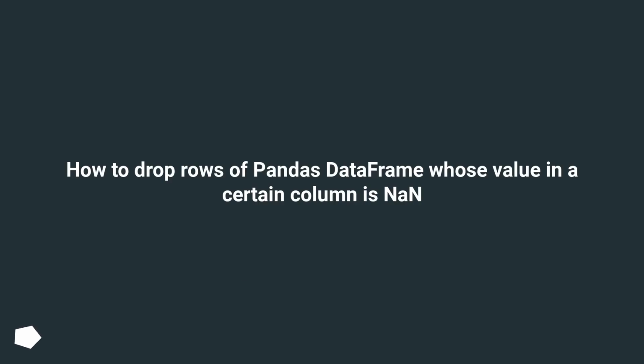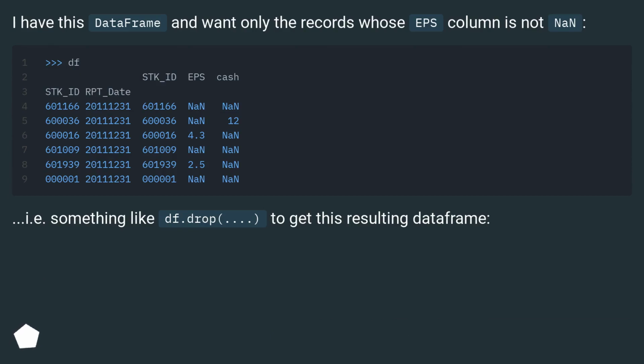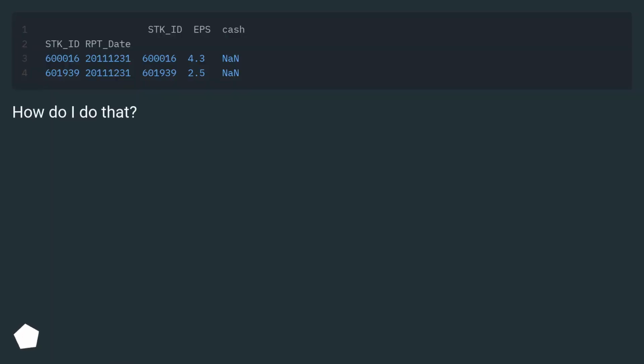How to drop rows of Pandas DataFrame whose value in a certain column is NaN. I have this data frame and want only the records whose EPS column is not NaN, i.e. something like df.drop ... to get this resulting data frame. How do I do that?